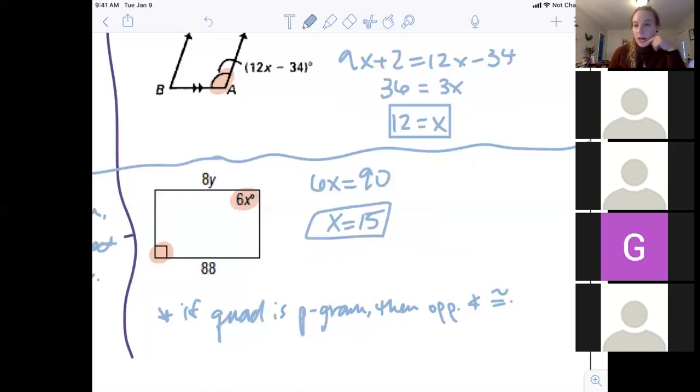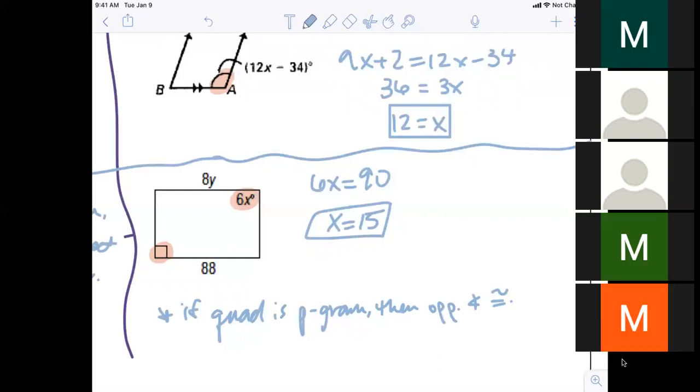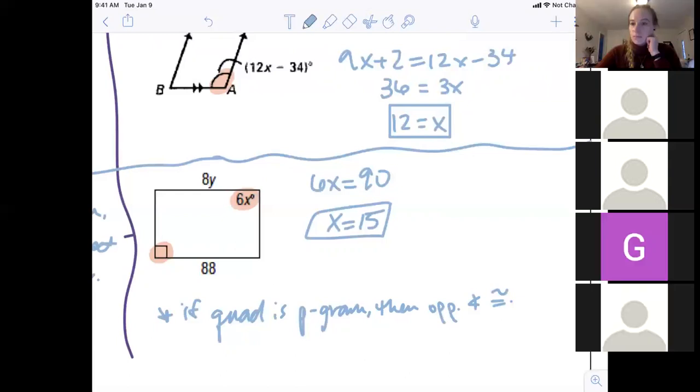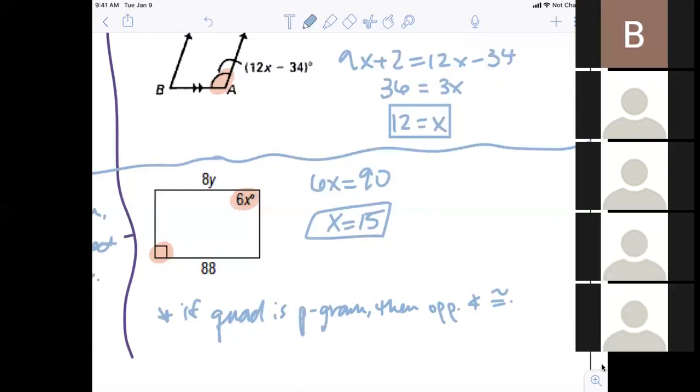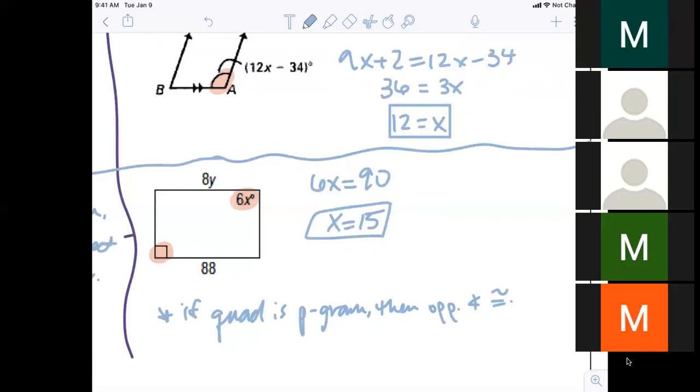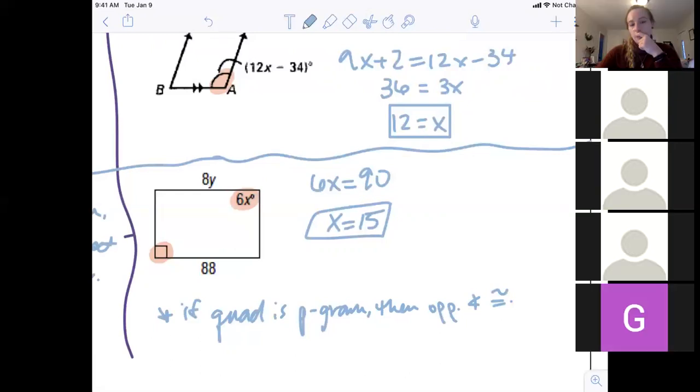All right, now that we thought about y, what equation do I set up? Who can write an equation for me? Would it be 8y equals 88? It would be, Jane. Why? Because if a quad is a parallelogram, then two pairs of opposite sides are parallel.